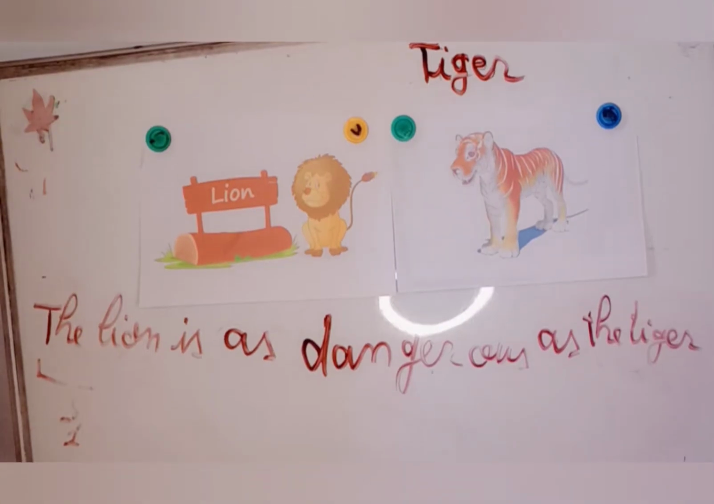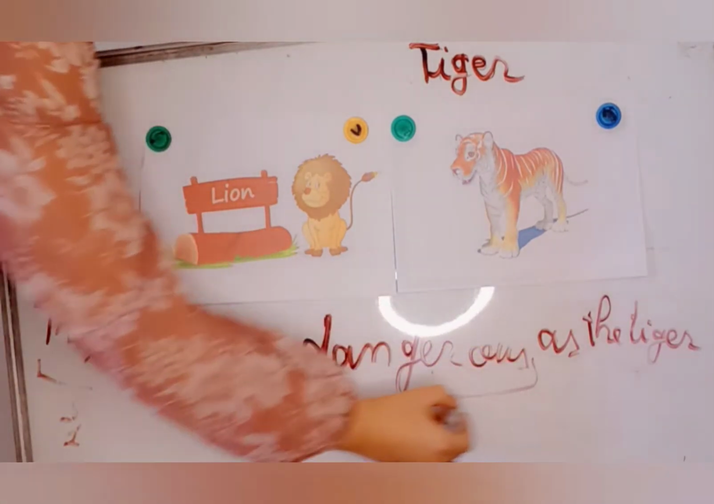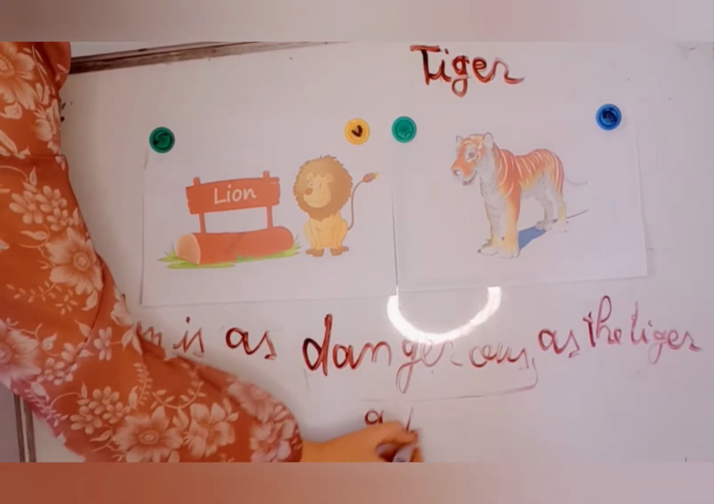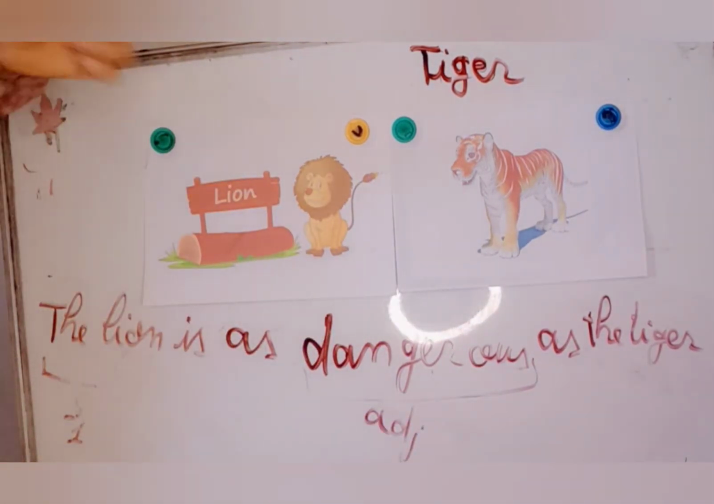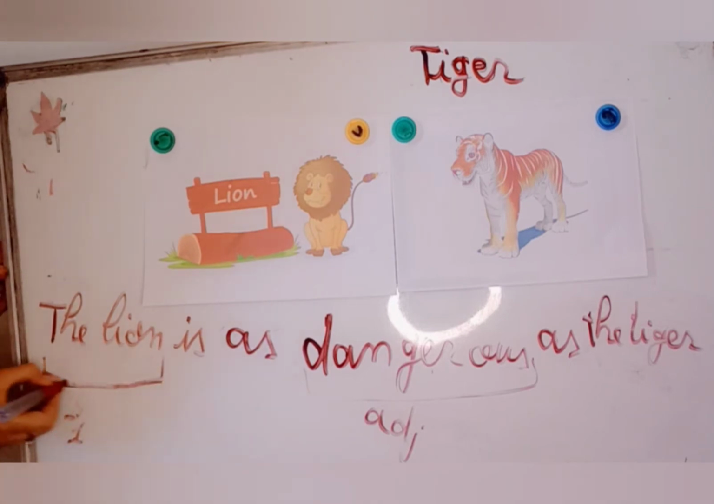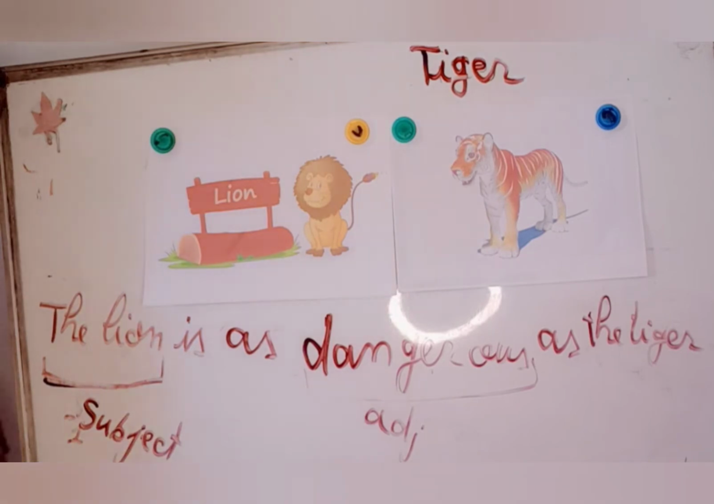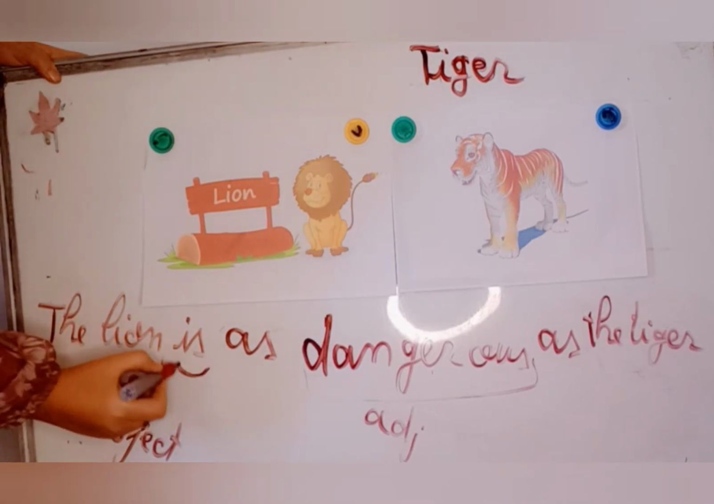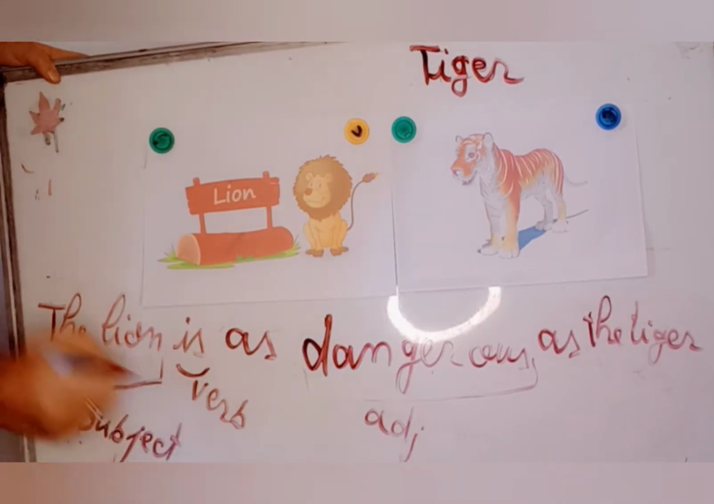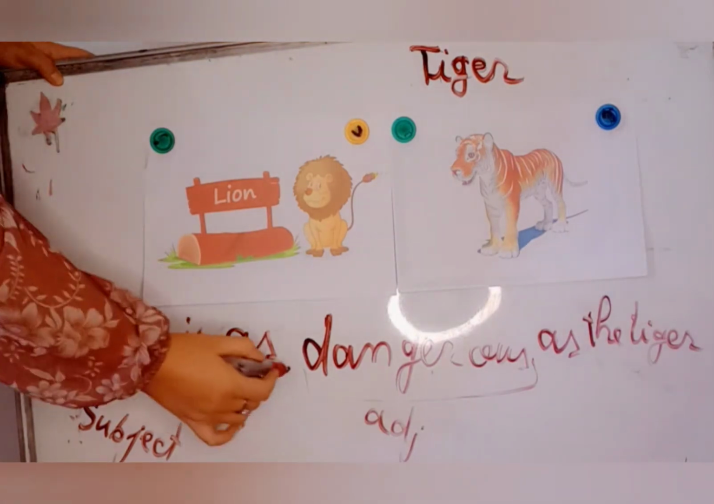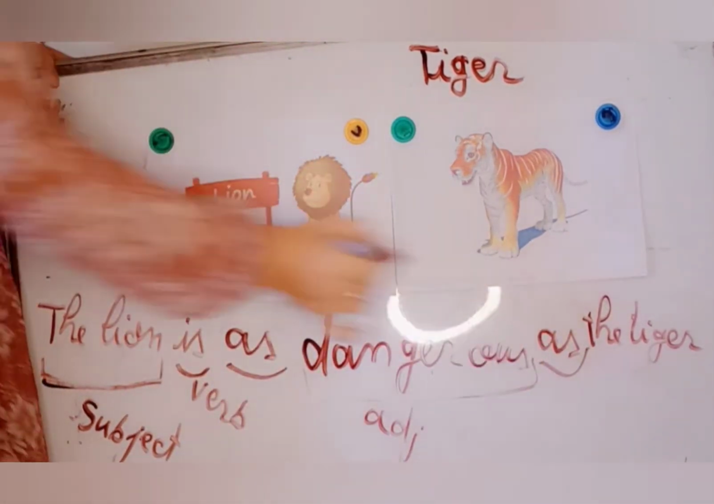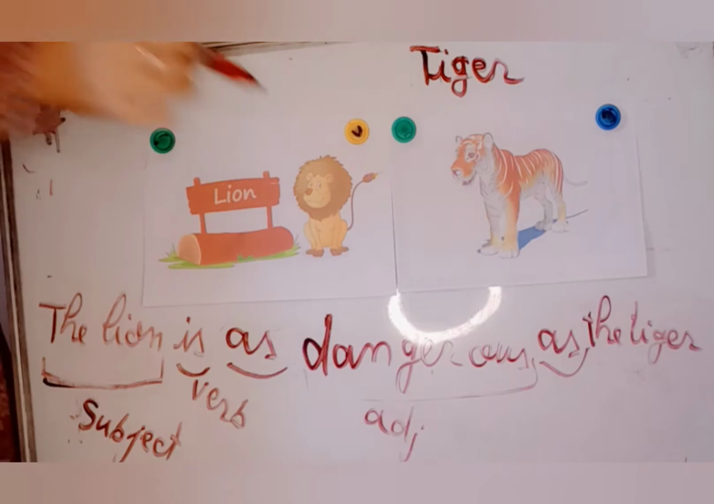Here I'm making comparison of equality. We put the adjective between what? Between as, the two connectives. The first subject is here. We can compare animals, people, items, objects, places, maybe. Subject 1. And here we have verb, which is verb to be in simple present. The connectives here and the adjective, it's between them.